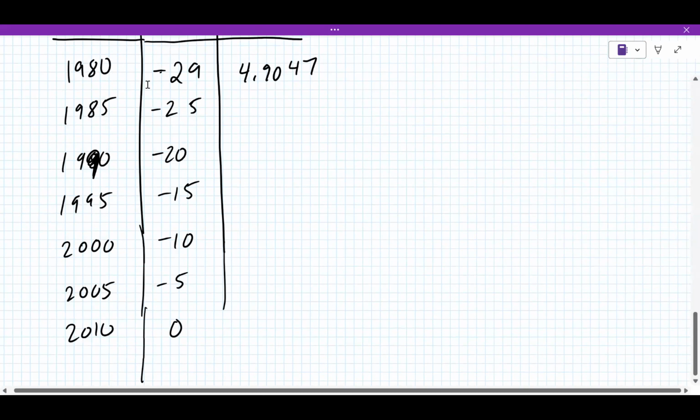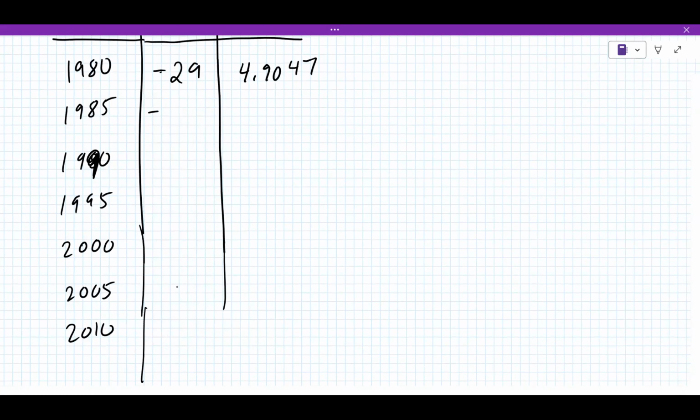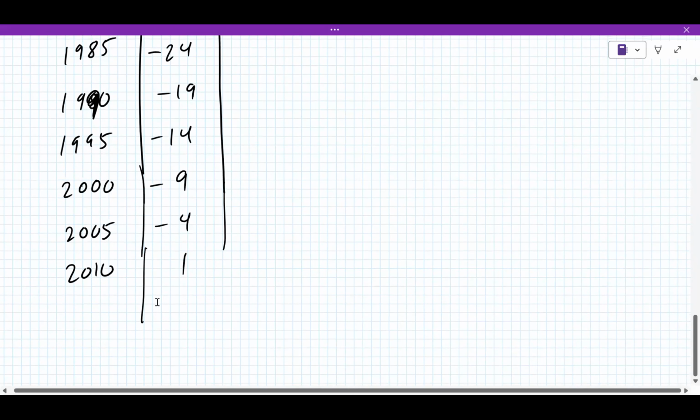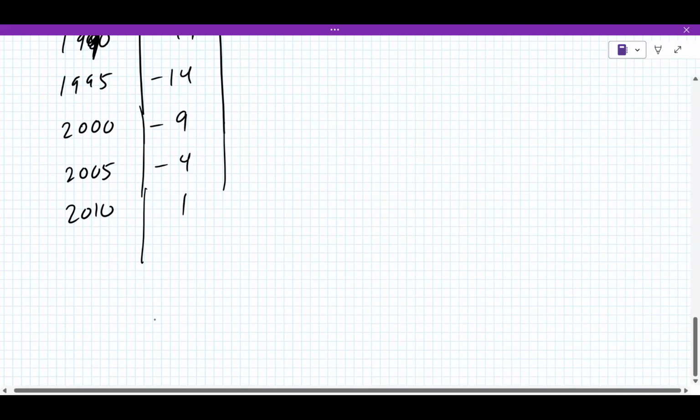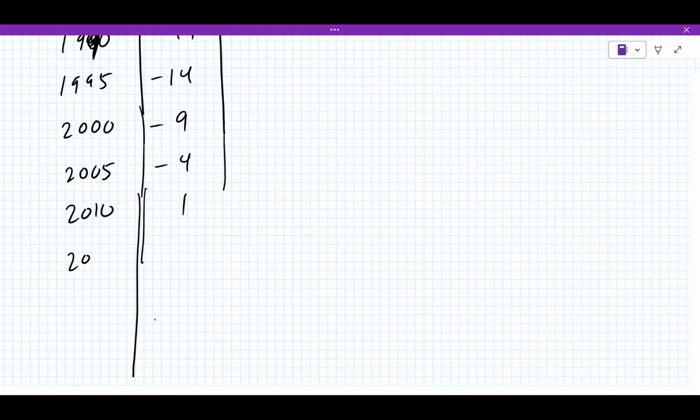What's going on here? Okay, I'm sorry. I got these off. Minus 24, minus 19, minus 14, minus 9, minus 4, positive 1. And then we have to keep going all the way up. 2015 is 6, 2020 is 11.